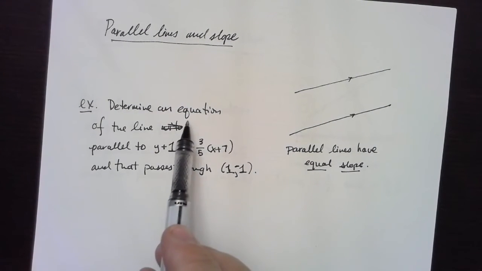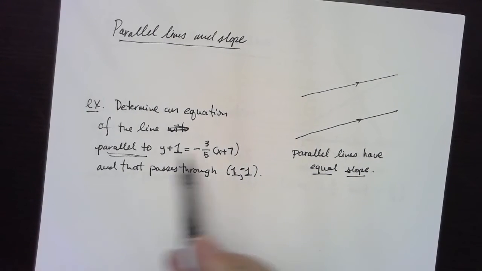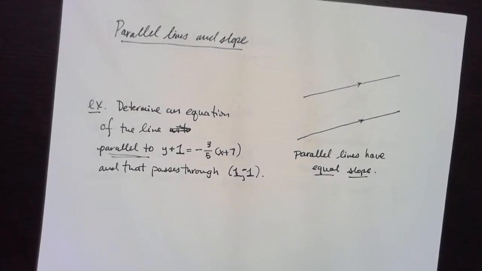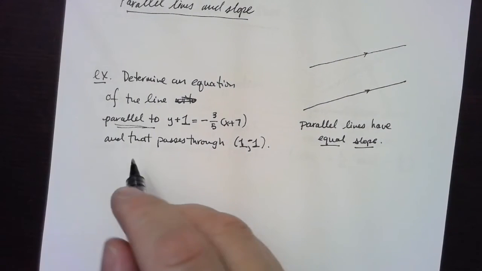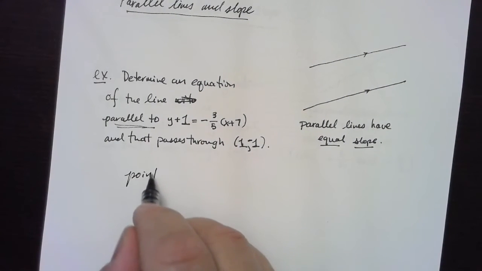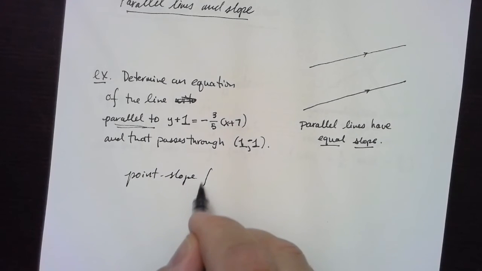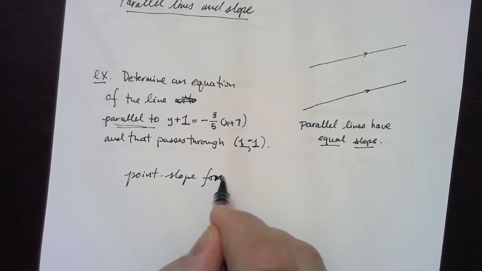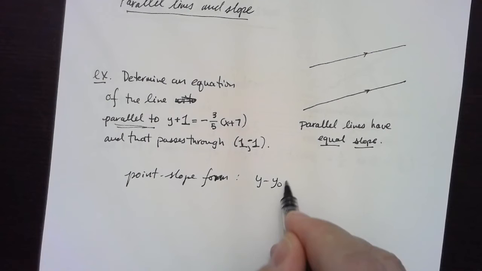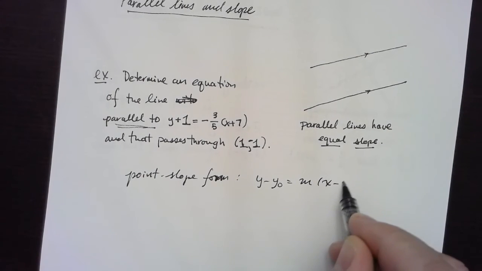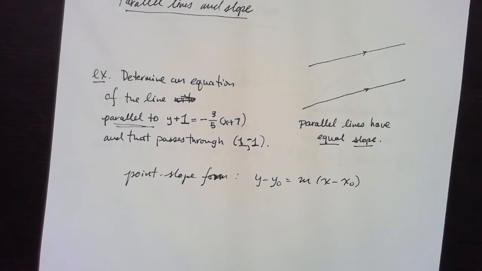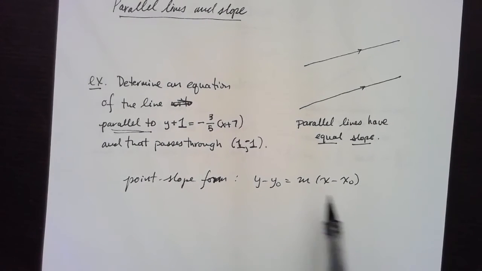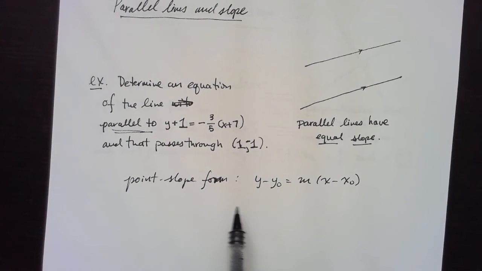So we're going to determine an equation of a line that's parallel to this line, and that goes through this point. And I'm going to be using point slope form here. That's this one. Because I want you to get comfortable with this and not only be comfortable with y equals mx plus b as the equation of a line. So I need to determine an equation of a line. I'm going to write it in point slope form.